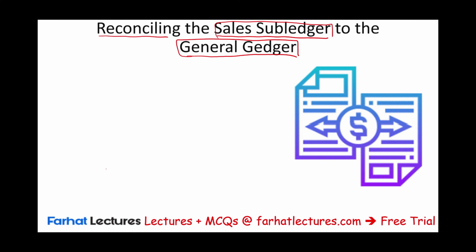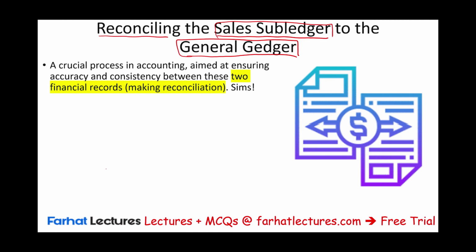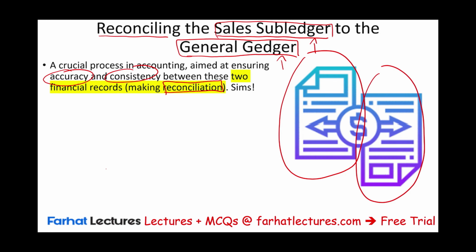So what is reconciliation of the sales ledger to the general ledger? Well, it's a process in accounting aimed to make sure the accounting information is accurate and consistent between those two financial records. And the two financial records are the sales ledger and the general ledger. Every time you hear the word reconciliation, so we are reconciling, what do we mean by reconciling? Reconciliation means you are comparing two things, one to something else.